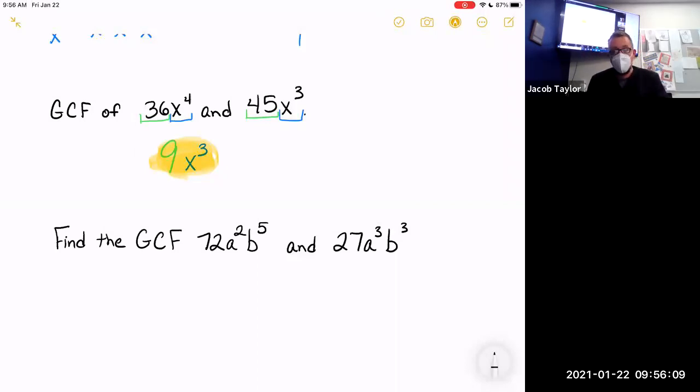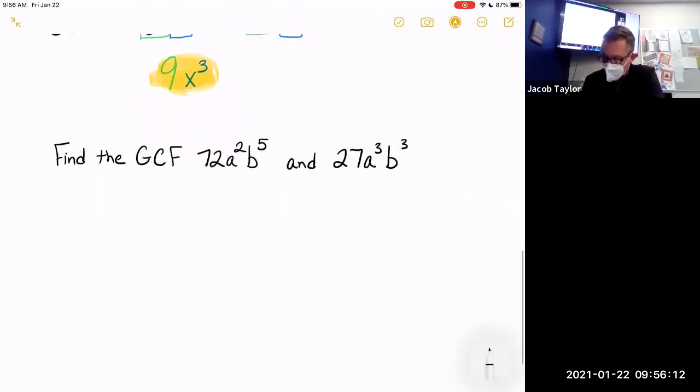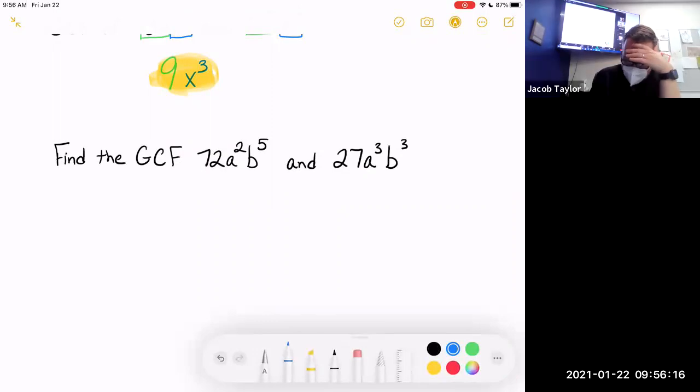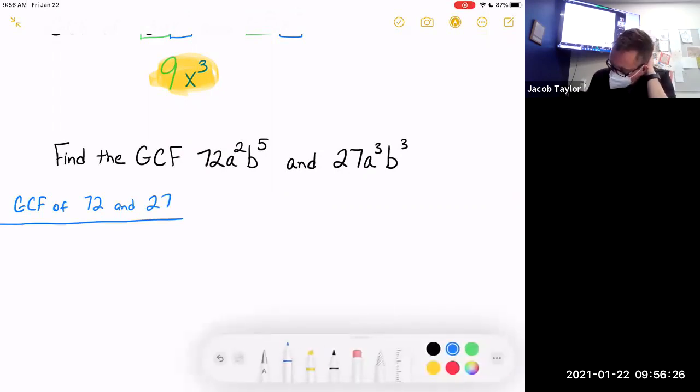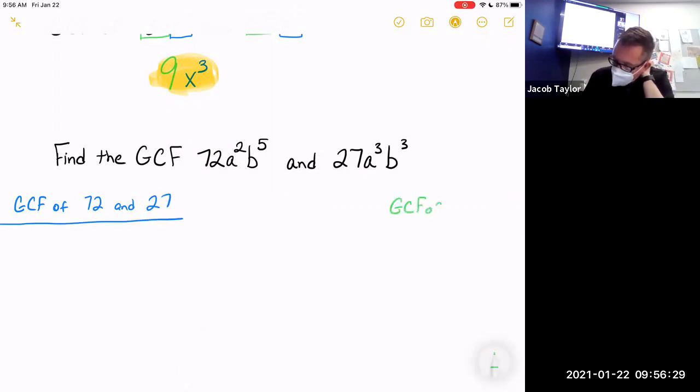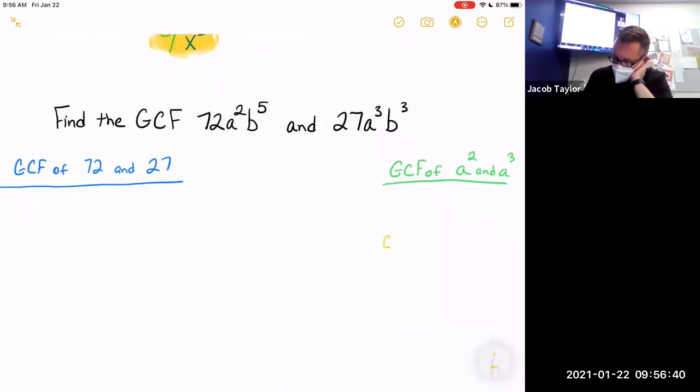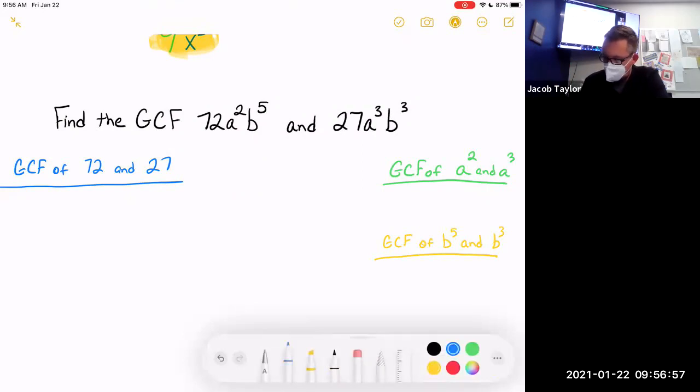And the hardest part is the numbers. The 72 and 27 is the hardest part. So we need to find the GCF of 72 and 27. Then we need to find the GCF of a squared and a cubed. And then we need to find the GCF of b to the 5th and b cubed. We're going to do each piece separately, and then after we have done each piece separately, we're going to mash them together. And when I say mash, I mean multiply.